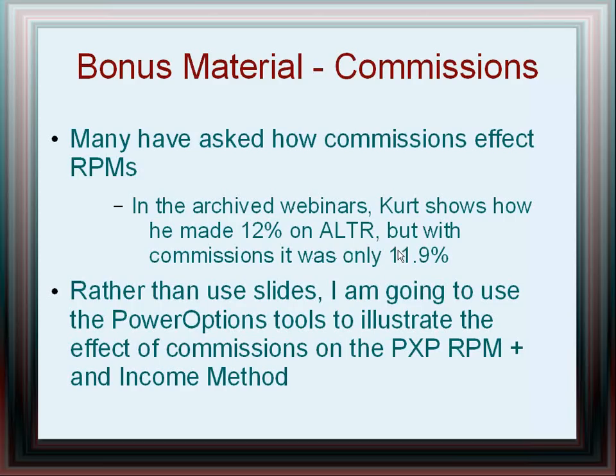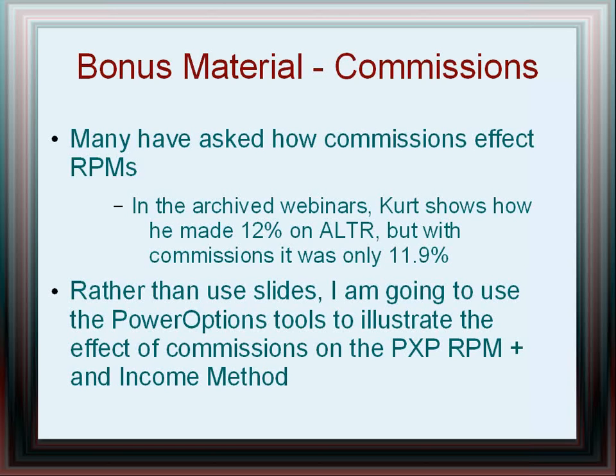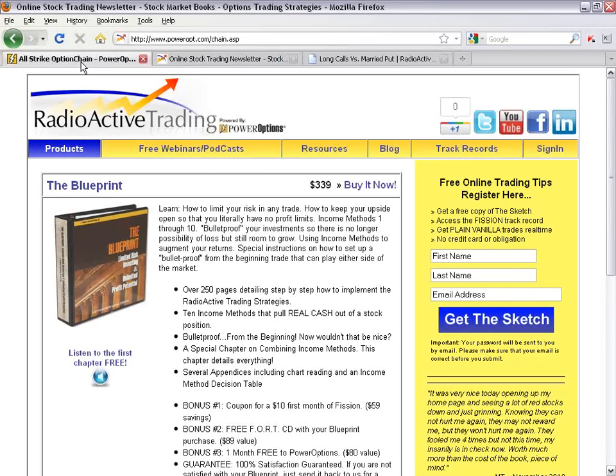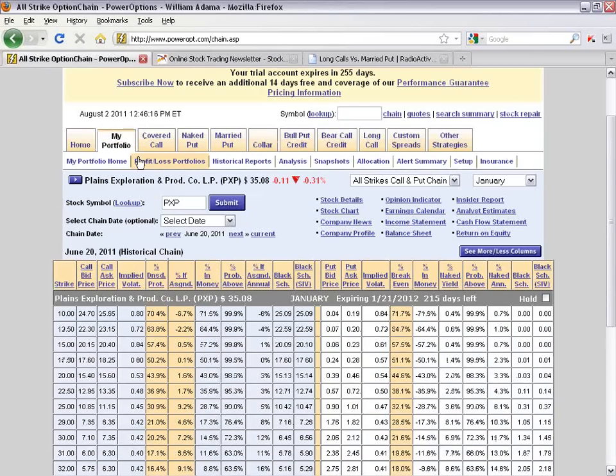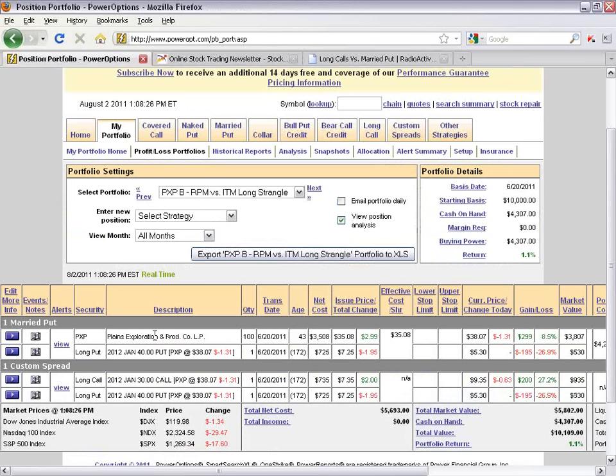Rather than use the slides, I'm going to repeat something that I did on my open discussion presentation last Friday. We're going to use that custom spread tool again to illustrate how commissions would affect the PXP RPM with an income method. So let's go back to Power Options, go to the portfolio, and take our married put position for Plains Exploration. Now let's go into the profit and loss chart.